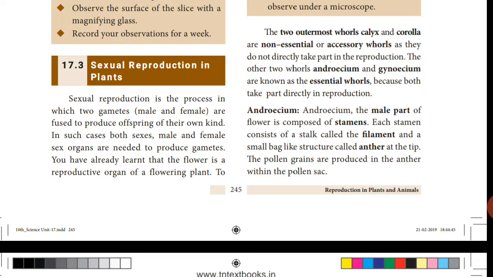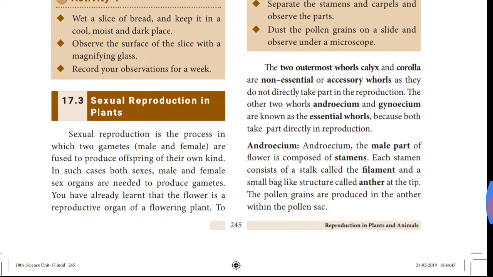So what is reproduction? Production of young ones of their own kind is called reproduction. The types of reproduction are vegetative reproduction, sexual reproduction and asexual reproduction.